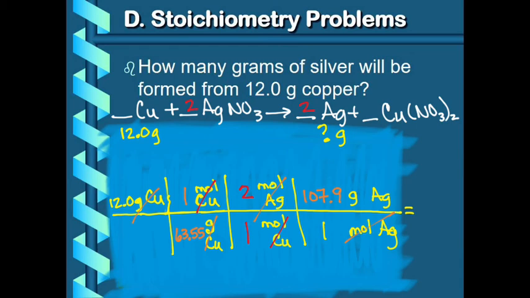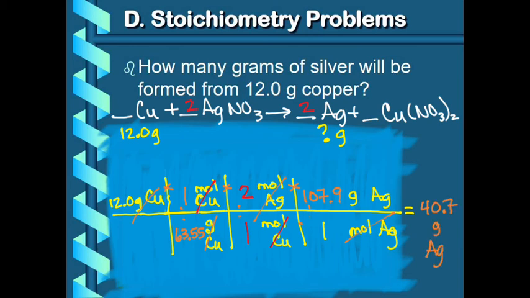When you come up with your answer, you do need 3 significant figures in the final answer. Once you multiply everything on top, divide by any numbers that you see on bottom, final answer is 40.7 grams of silver.